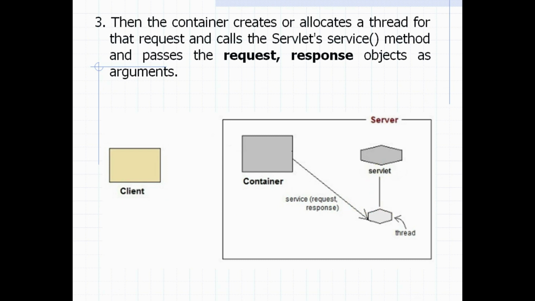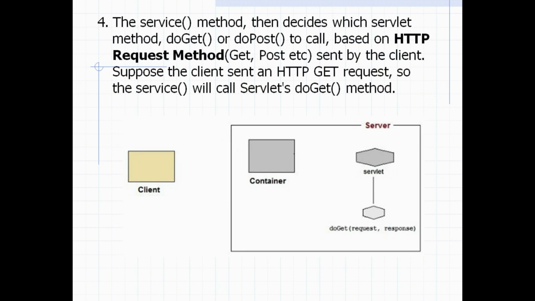Then the service method decides which servlet method to call, either doGet or doPost, based on the HTTP request method, get or post, sent by the client. Suppose a client sent an HTTP get request, then the service method will call the servlet's doGet method. If the method sent by the client is HTTP post, then it calls the servlet's doPost method. Based on the HTTP request only, the processing will take place.